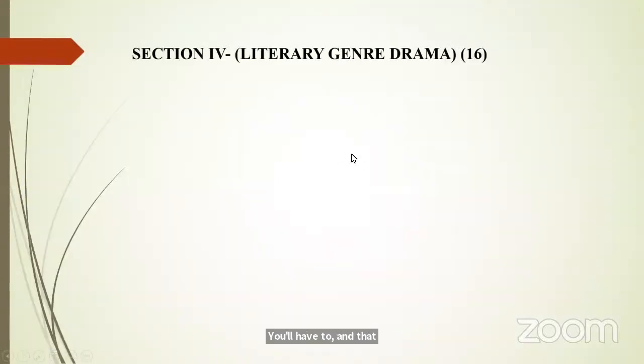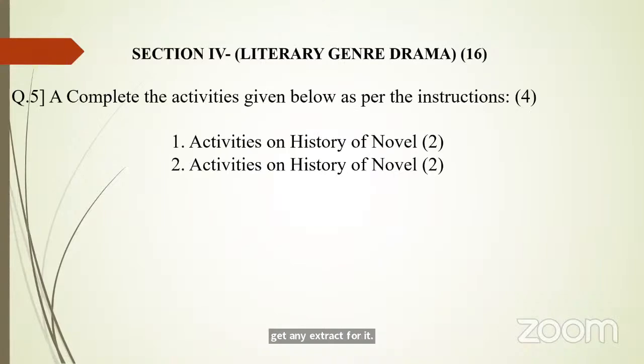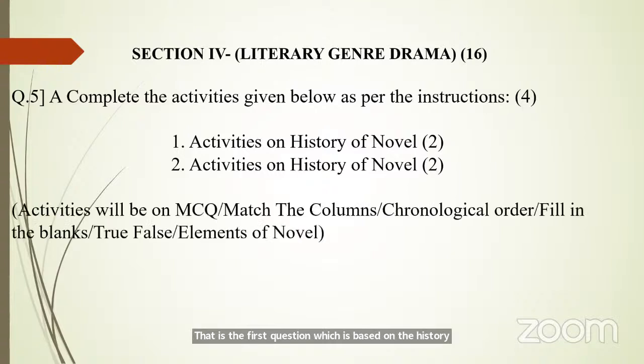And the next is the most important part of the paper, where it is for 16 marks, but you don't get any extract for it. So this is from the history of novel. Complete the activities given below as per the instruction. That is the first question, which is based on the history of novel. Activities may be true or false, MCQs, match the following, chronological order also, fill in the blanks, true or false, elements of novel.